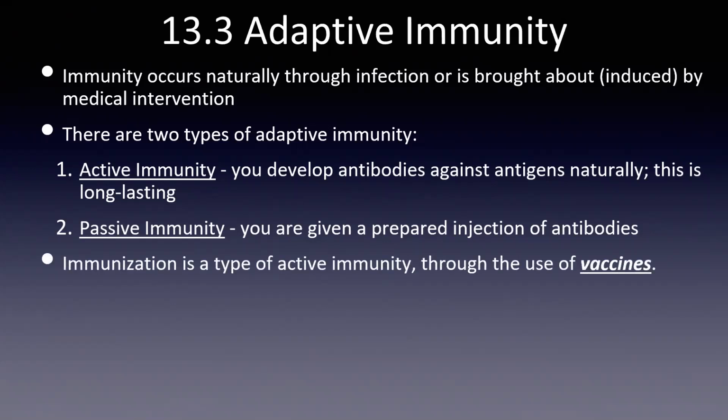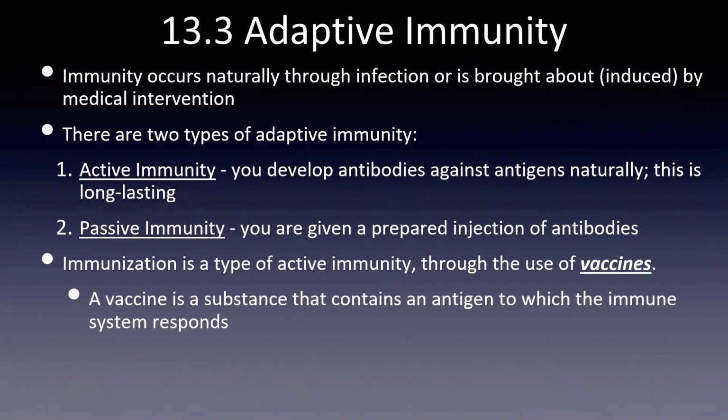Immunization is a type of active immunity through the use of vaccines. This statement used to be entirely true, but now with the new onset of the mRNA-based vaccines through Pfizer and Moderna, it's not necessarily 100% true. So a vaccine typically was a substance that contains an antigen, a marker, if you remember, to which your immune system will respond.